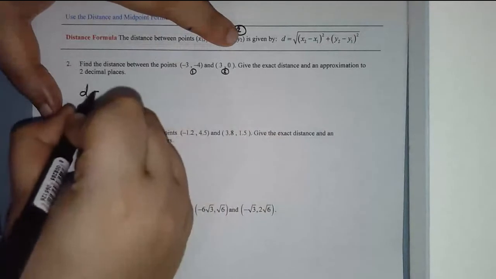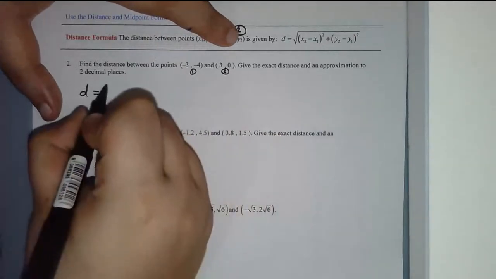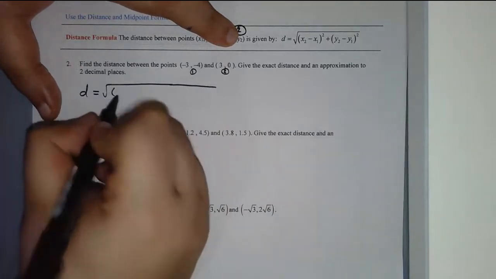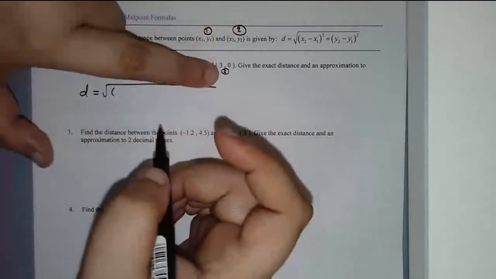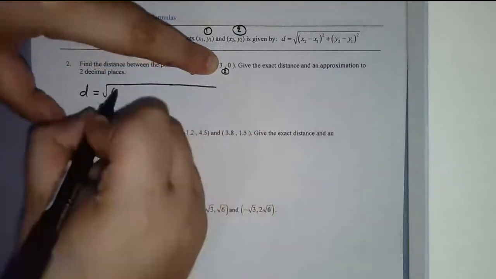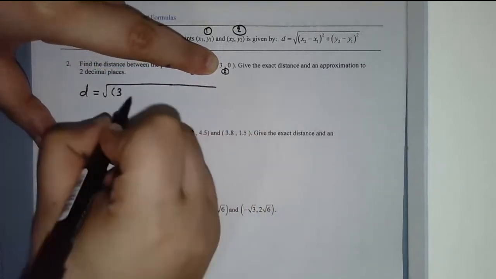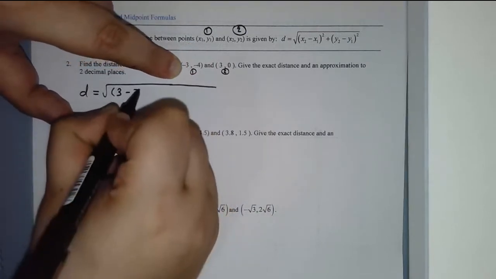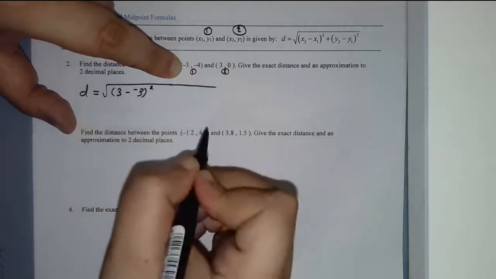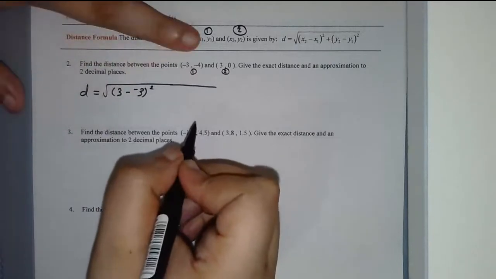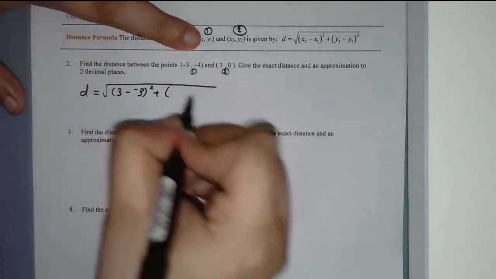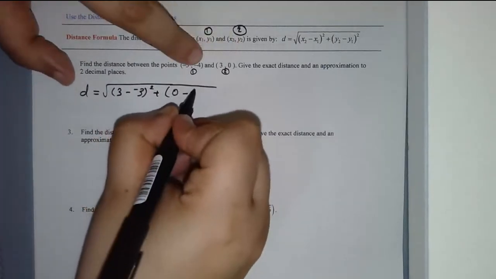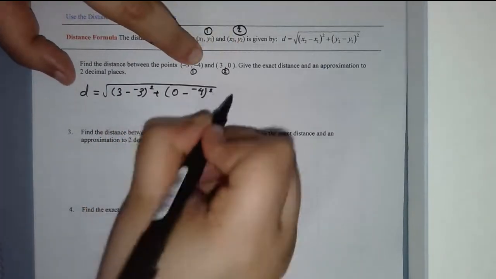Now, d equals what? Square root of, okay, big root. Let's see. First we start with x2. This is pair number 2. X here is 3. So this is my x2, is 3. Minus x1, x from the first pair, which is negative 3. So we have 3 minus negative 3, squared. Plus another pair of parentheses. Y2, which is 0 minus negative 4. And then you square it.